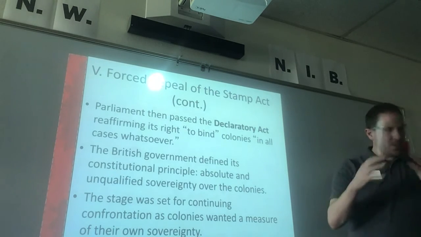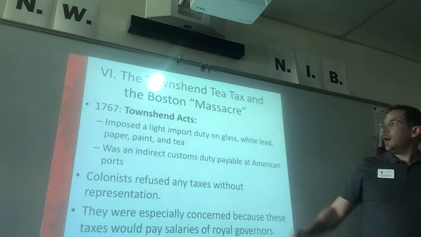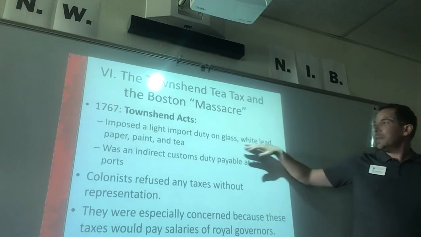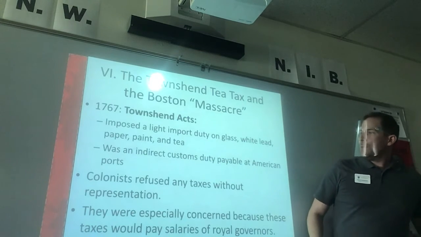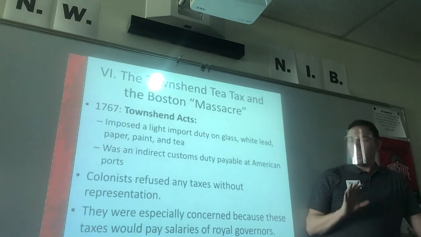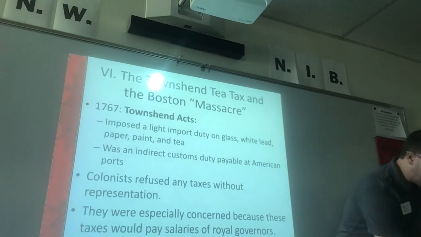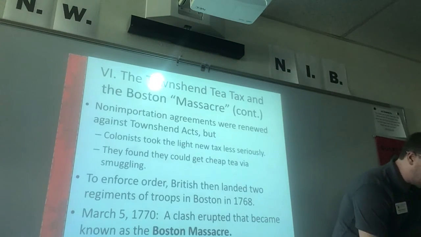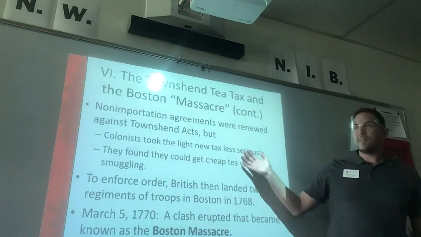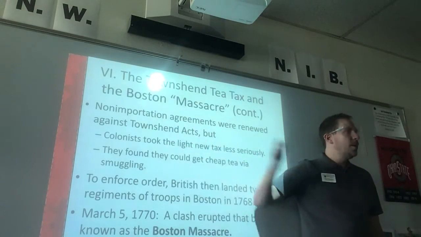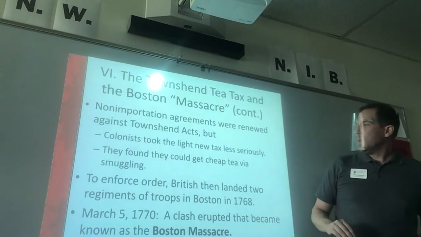and we have this kind of continuing confrontation until we get to the Townshend Acts, a light import duty on glass, white lead, paper, paint, and tea. Tea is the big one. The colonists still refused to pay any taxes if they didn't have representation. So that leads to the Boston Massacre, as it gets more and more tense, especially in Boston Harbor, about these goods coming in and whether they pay the taxes on them or not.